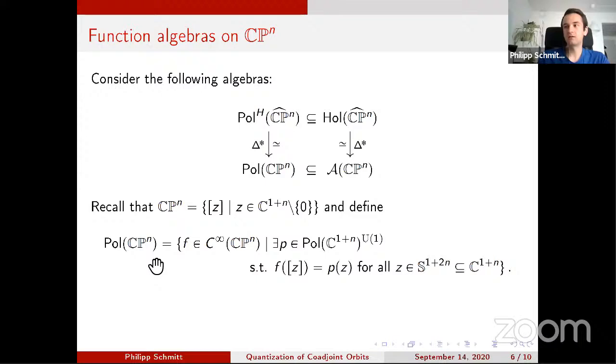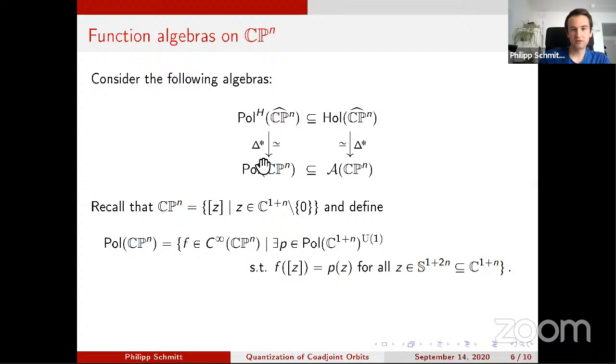Okay, here is how you should think about these U(1) invariant polynomials on C^(1+N). You essentially just take coordinates z_0 up to z_N, and then these polynomials will be polynomials in the z_i and z_i bar, their complex conjugates, such that each monomial has exactly as many z's as it has z bars. Okay, so that should tell you what this lower left corner is.